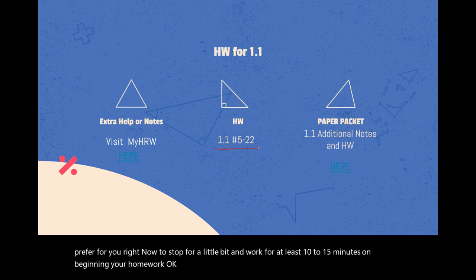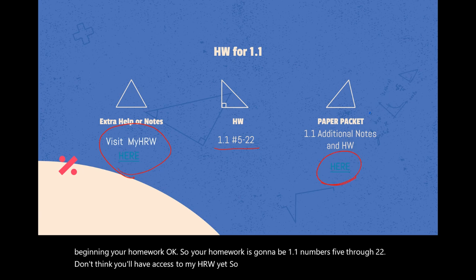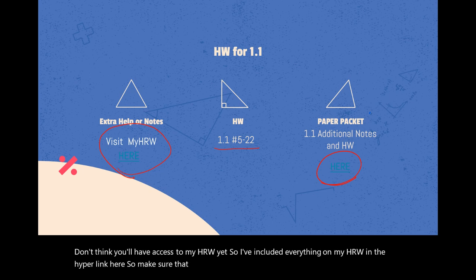So your homework is going to be 1.1, numbers 5 through 22. I don't think you'll have access to my HRW yet. So I've included everything on my HRW in the hyperlink here. So make sure that you click on that. It should show up on the next slide. It also includes additional notes if you needed some more examples.